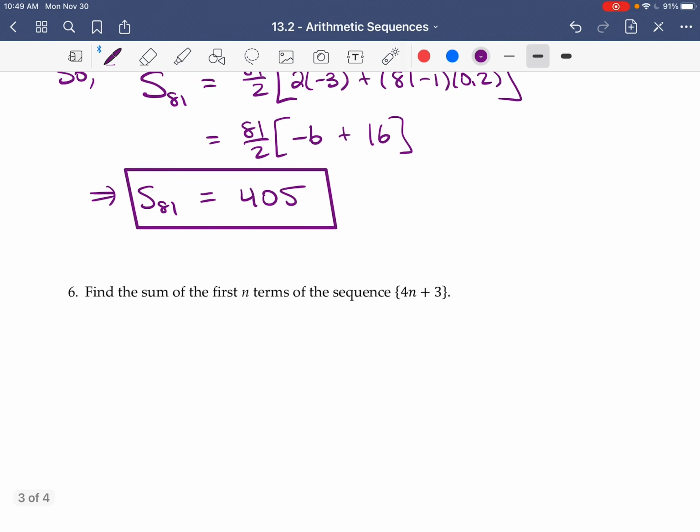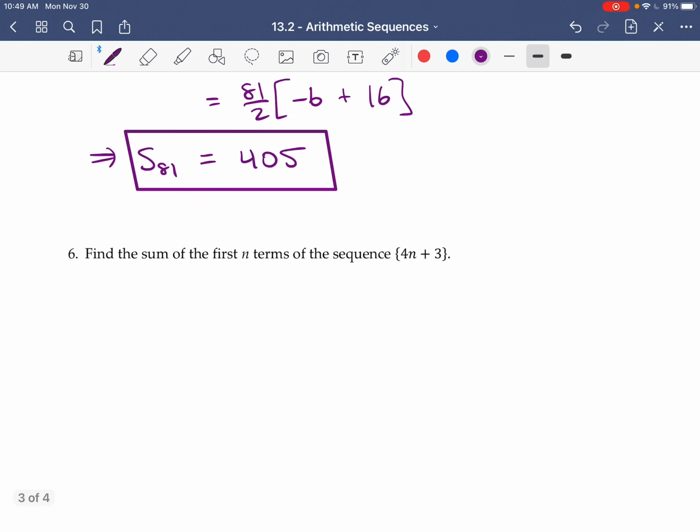Now I'm going to leave this one for you. Because you want the sum of the first n terms, your formula is not going to be a number like this one was, it's going to be in terms of n. This one also does not tell you that the sequence is arithmetic, so you want to be careful. You're going to have to show that it is arithmetic, and then hopefully it is, and then you can use the formula to find the sum.